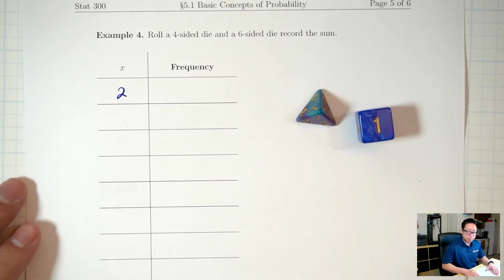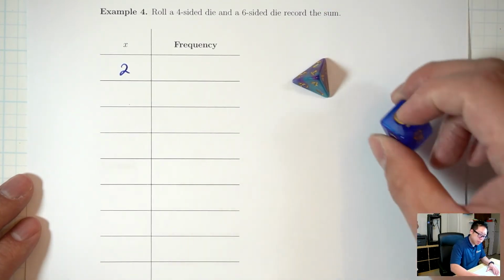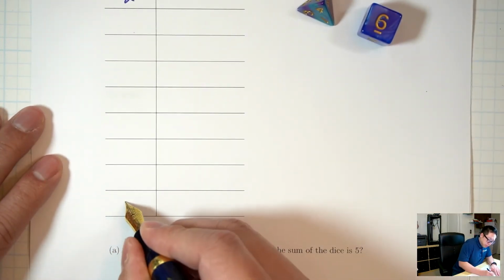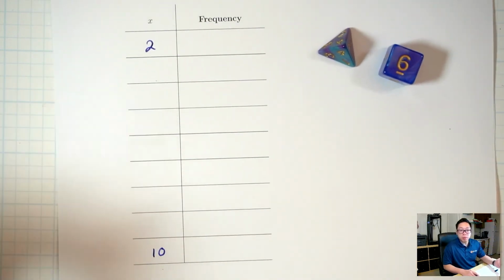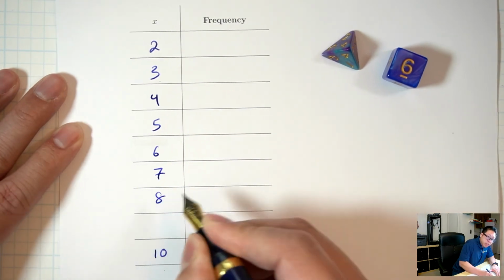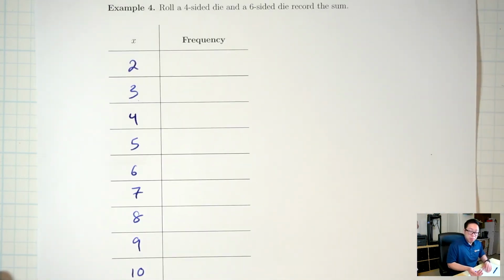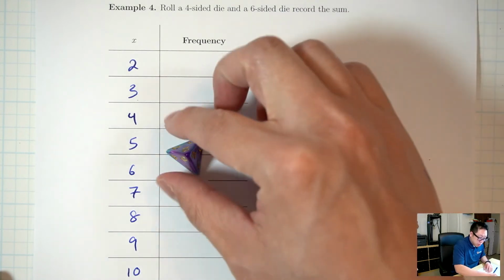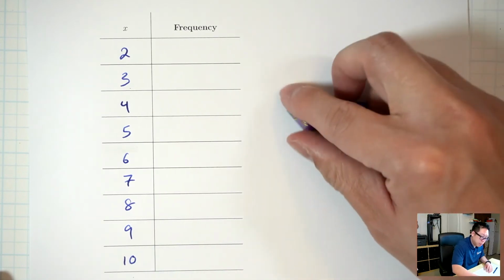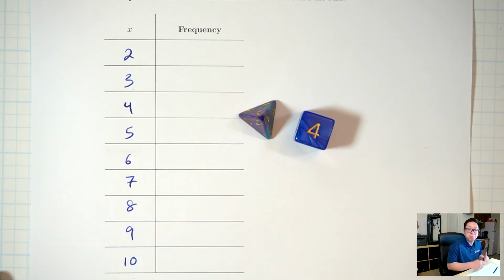What's the biggest number I can get? On the 4-sided, the biggest I can get is 4. On the 6-sided, the biggest I can get is a 6. If I add those up, that's a 10. And then I can also get all the numbers in between. So I can get a 3, 4, 5, 6, 7, 8, 9, and a 10. So what I'm going to do here is roll the dice, add up the numbers, and then make a note of it in my table. Here's a 6 and a 2. That's an 8. This is a 3 and a 4. That's a 7. I'm going to do this many, many times.